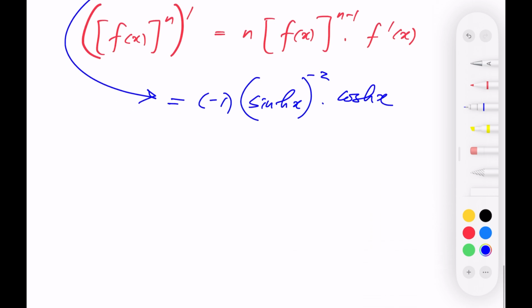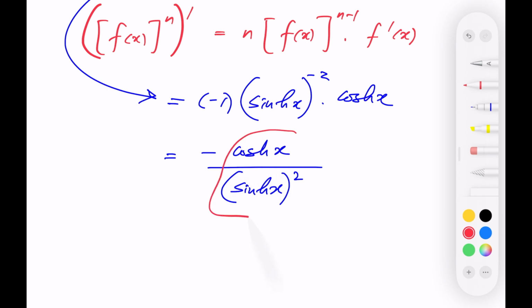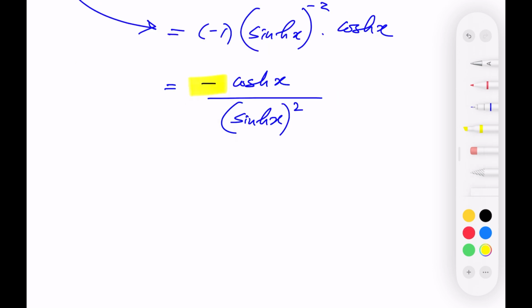So this can be simplified this way. Negative cosh x on the numerator. In the denominator, I have sinh x squared. I can look at this function as cosh x over sinh x times another 1 over sinh x. And also do not forget this negative symbol. So this is equal to, there's this negative symbol.